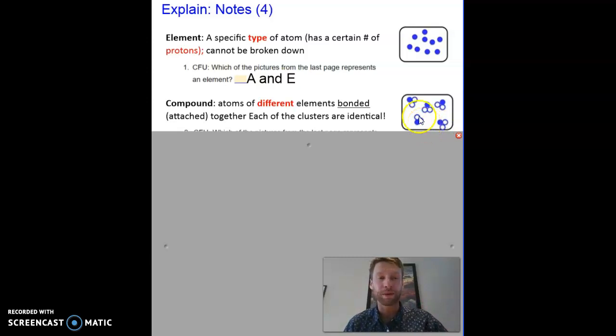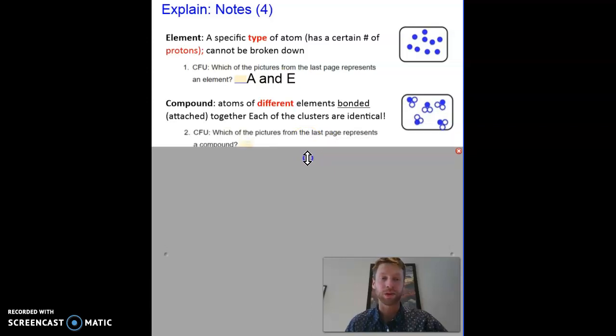So this is a compound. There's two or more elements, the shaded in blue circles attached to the non-shaded in circles, and all of the compounds, all of these clusters are exactly the same. They are identical.